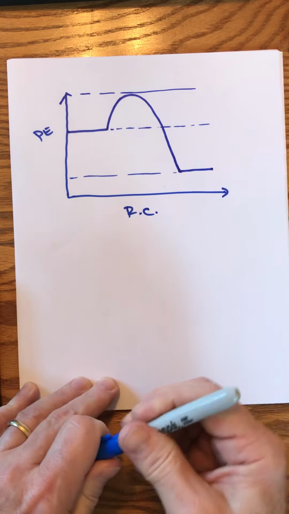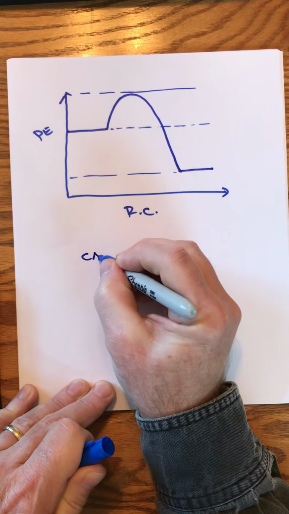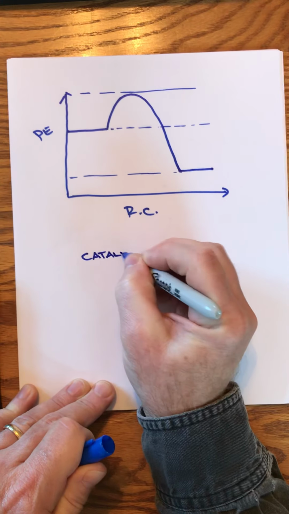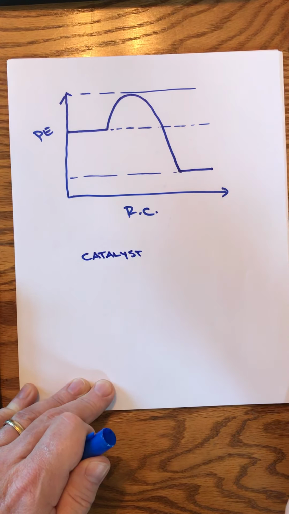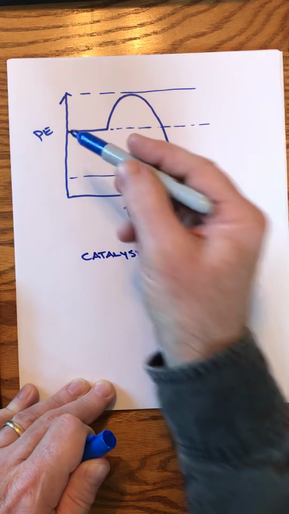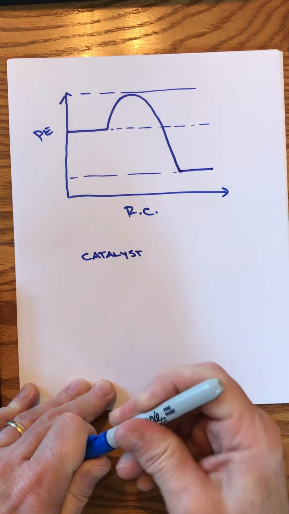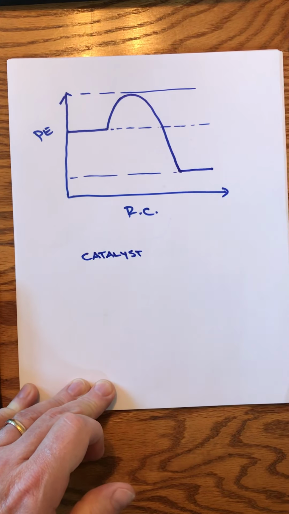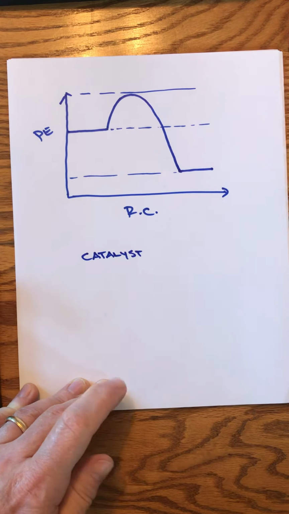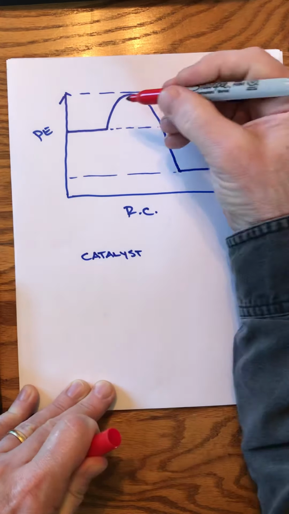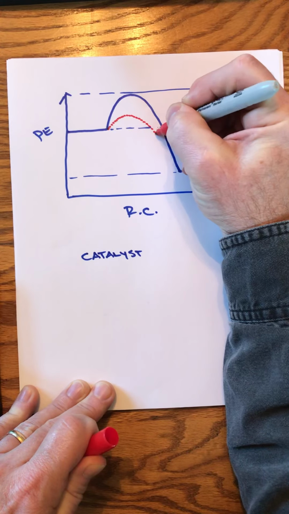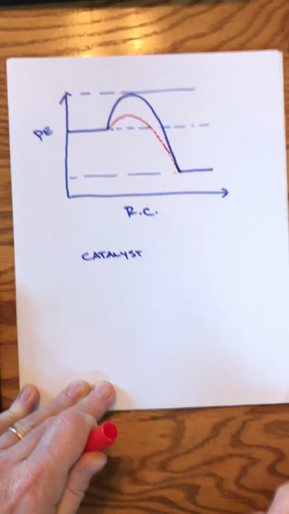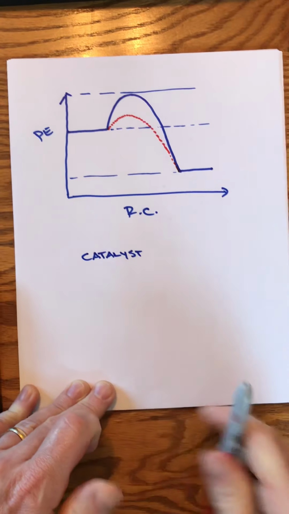A catalyst is something that changes the reaction mechanism, the pathway in between reactants and products. And it changes it in such a way as to make the hill lower. A catalyst creates a new pathway in between reactants and products that lowers activation energy.